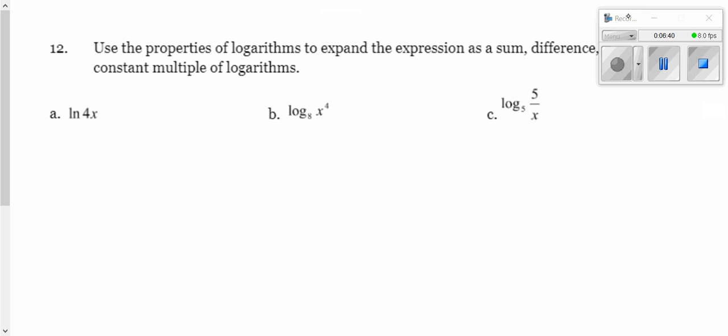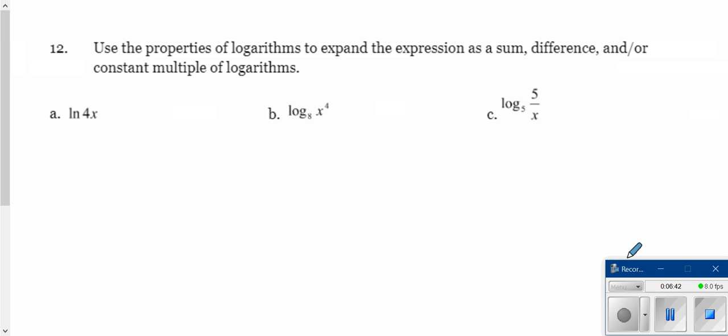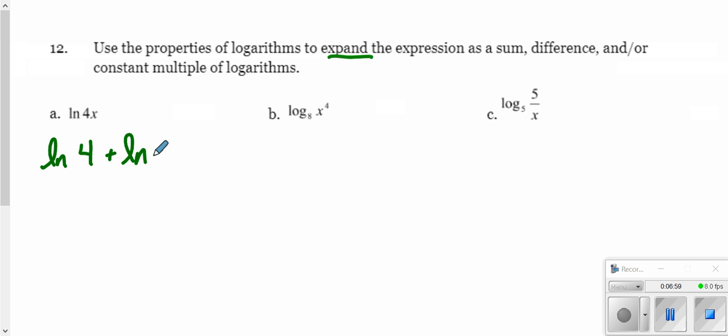Okay, number 12. 12 has a lot. So this said use the properties of logarithms to expand the expression as a sum, difference, or a constant multiple of logs. So we're trying to expand or spread out these pieces. I will tell you, as a calculus teacher, this is something we use quite a lot in calculus life because it's nicer in math to have little teeny bits to work on instead of big globby globs. Those are very technical terms, teeny bits and globby globs, but truth.